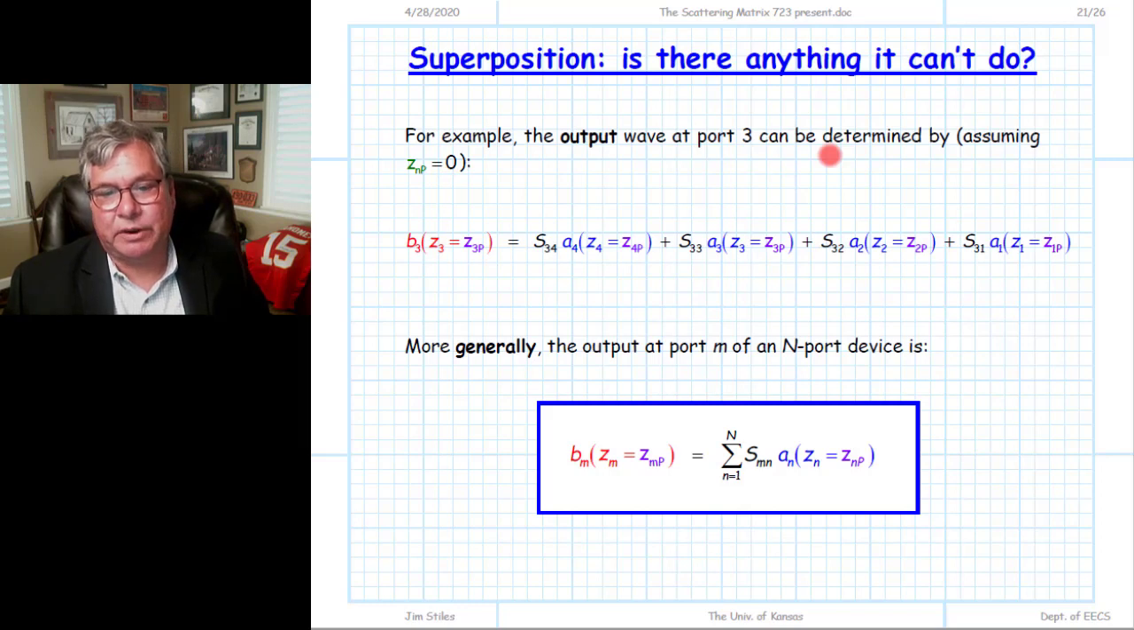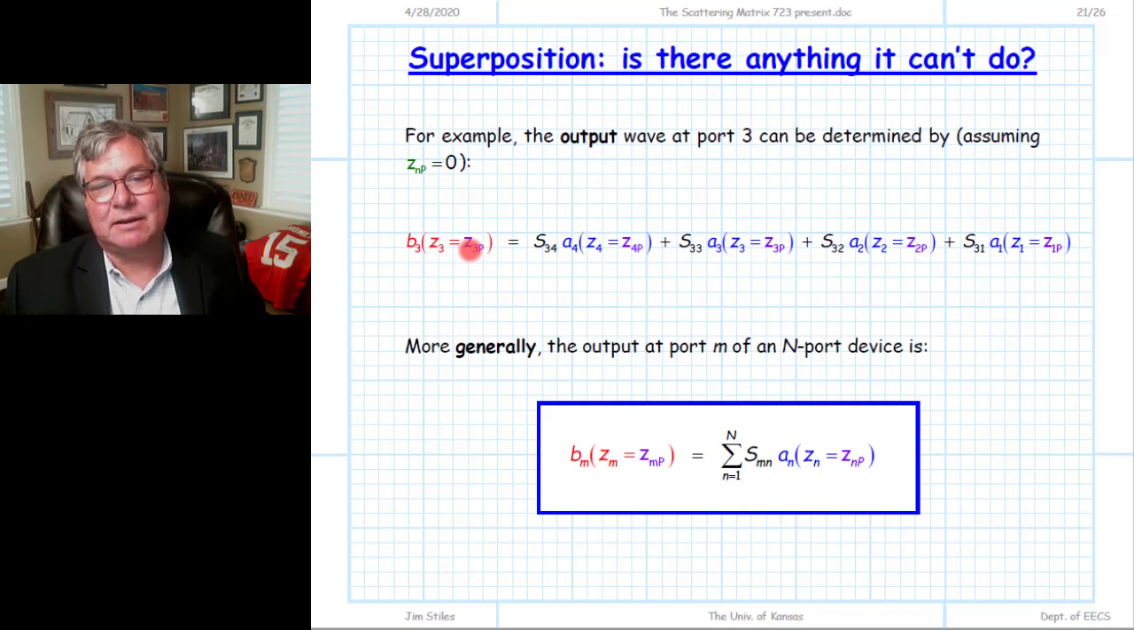So let's say I have a situation where we have a 4-port device and we have an incident wave on all 4 of those ports. So none of those ports are terminated in a matched load. We have something coming toward all 4 of those ports. And what we're going to find then is, generally speaking, we have scattered waves at each of the 4 ports as well. 4 incident waves coming in, 4 scattered waves coming out. Let's look specifically at the scattered wave at port 3.